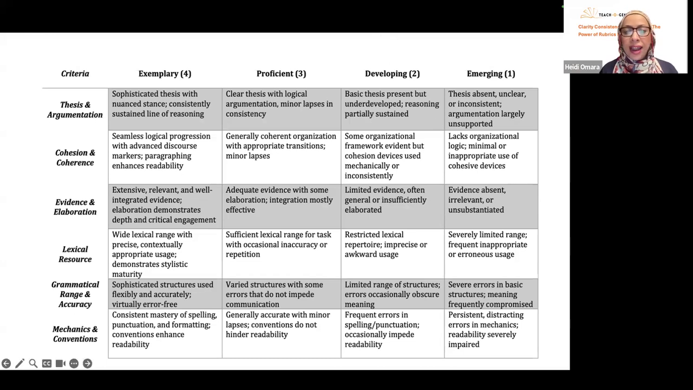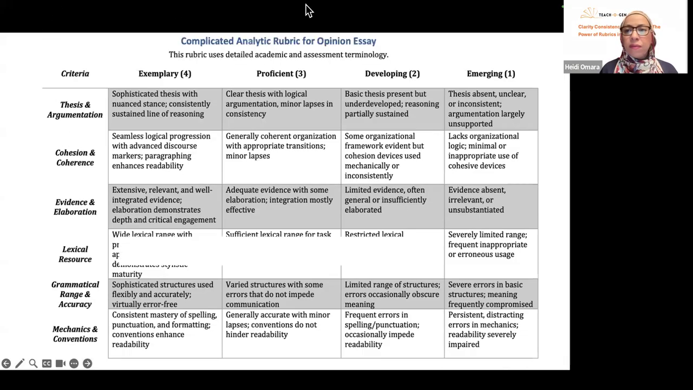So this is an example of a very sophisticated rubric. Now look at the language. Is it suitable for the students? Just a minute.